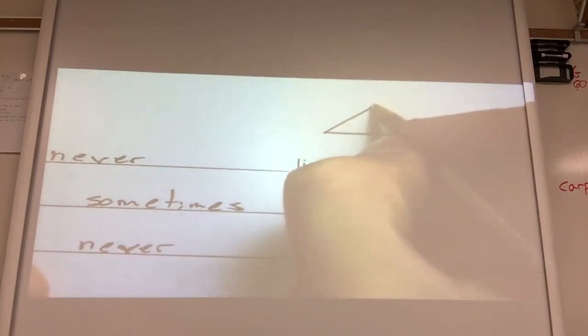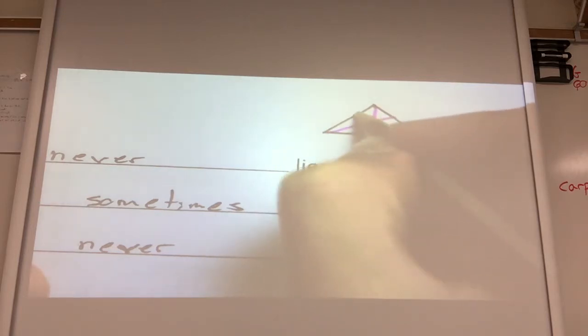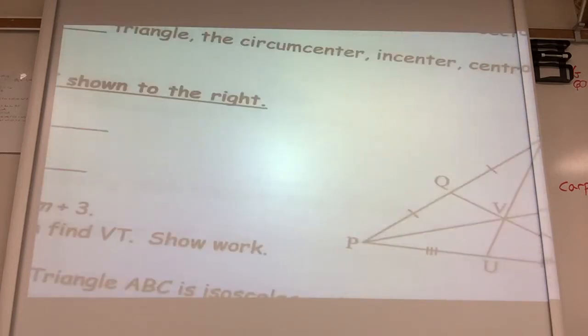This angle bisector cuts this angle in half. That one cuts that angle in half. This one cuts this angle in half. Is there any way they can possibly all intersect outside the triangle? It's always going to be pretty central on the triangle. Okay, so going on.